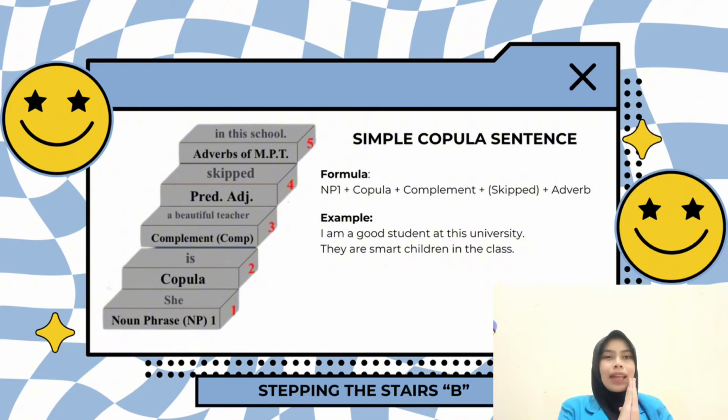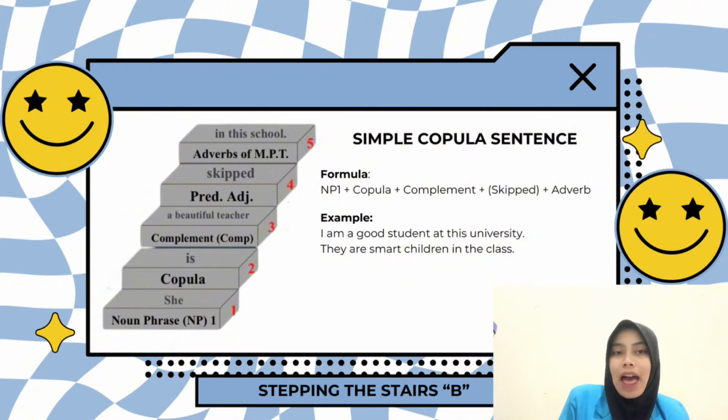So we get the stairs 5-1, which is stair 1. We call it a simple copula sentence. First, we use the present forms of the copula: is, are, and am. The formula is NP1, copula plus complement plus skip, and then the last one plus adverb. Here is an example: She is a beautiful teacher in the school.